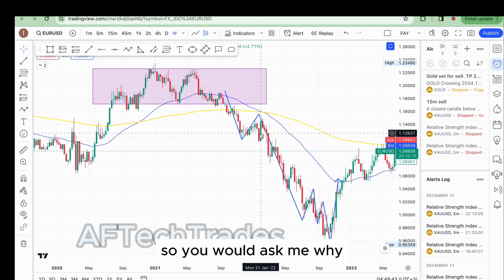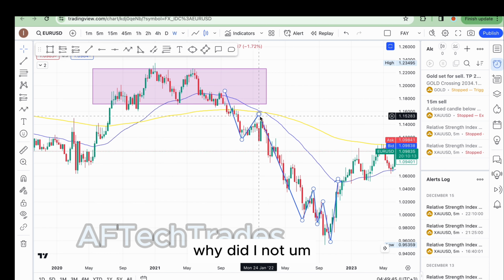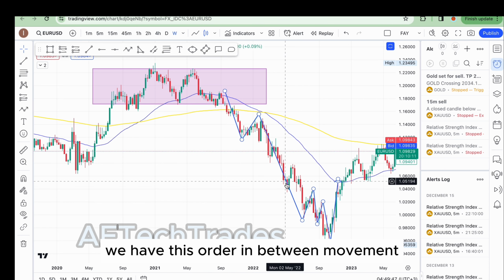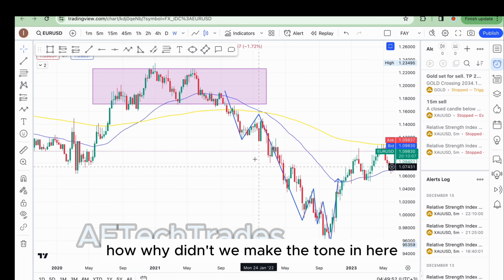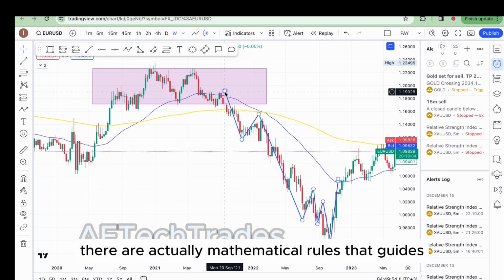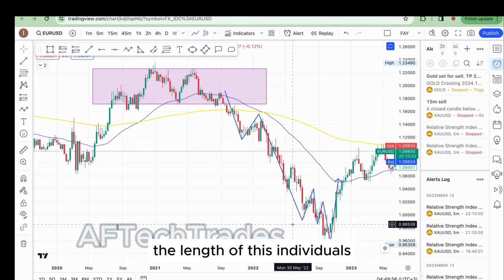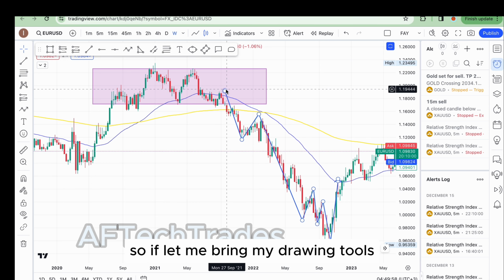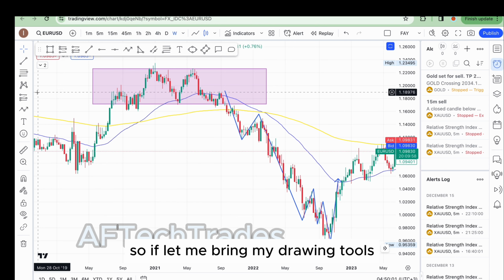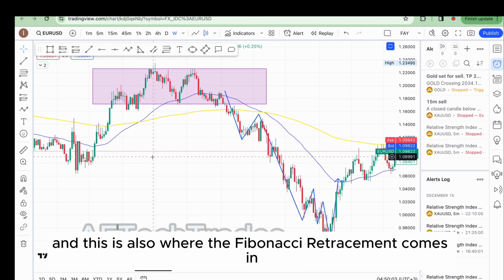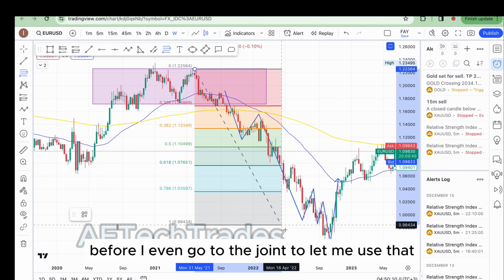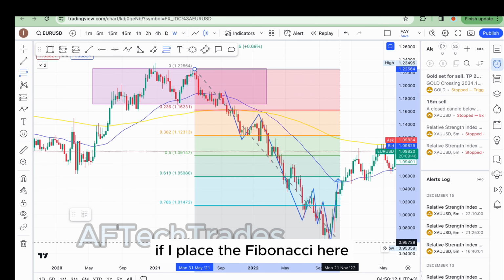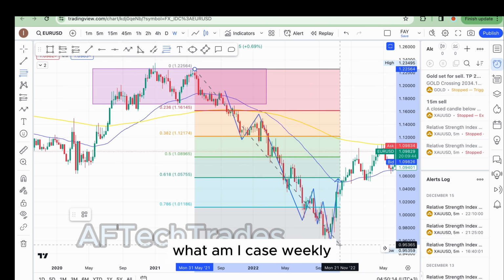So you would ask me, why did we not have this other in-between movement? Why didn't we make the turning here? There are actually mathematical rules that guide the length of these individual waves. Let me bring my drawing tools, and this is also where your Fibonacci retracement comes in. Before I even go to the drawing tool, let me use that. If I place the Fibonacci here, okay, it's weekly.